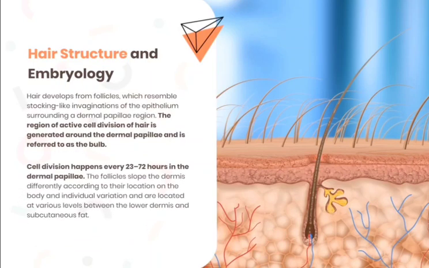Hair develops from follicles, which resemble stocking-like invaginations of the epithelium surrounding a dermal papillae region. The region of active cell division of hair is generated around the dermal papillae, and is referred to as the bulb. Cell division happens every 23 to 72 hours in the dermal papillae. The follicles slope the dermis differently according to their location on the body and individual variation, and are located at various levels between the lower dermis and subcutaneous fat.